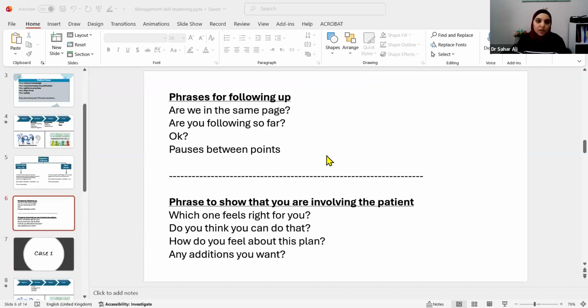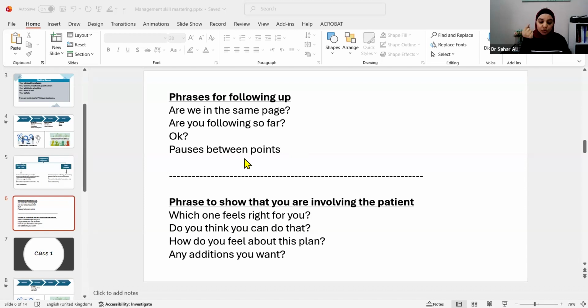All right. Lastly, these are some phrases that you can use just to show that you are following up with the patient, and the other phrases just to involve the patient. Okay. Following up, you can say, are we on the same page? Are you following me so far? Is that okay? Okay. Sometimes pauses can help.